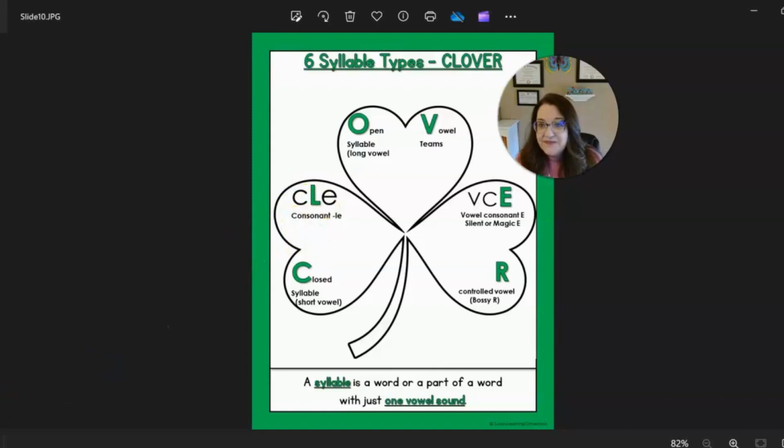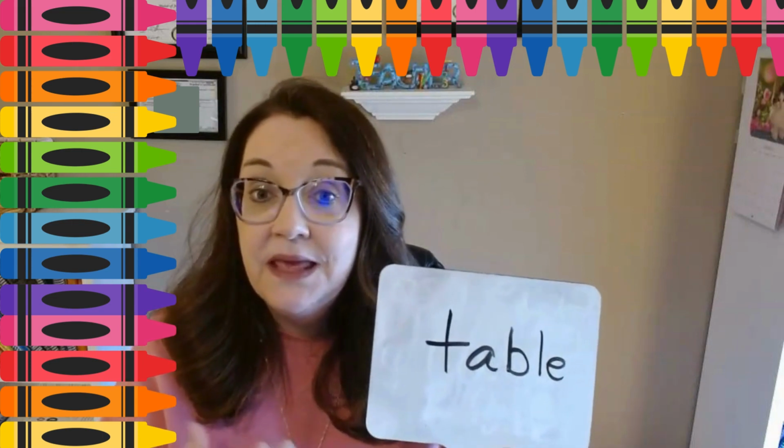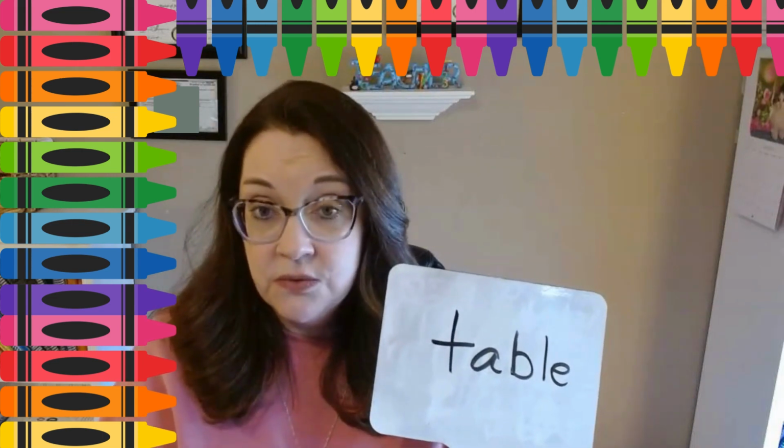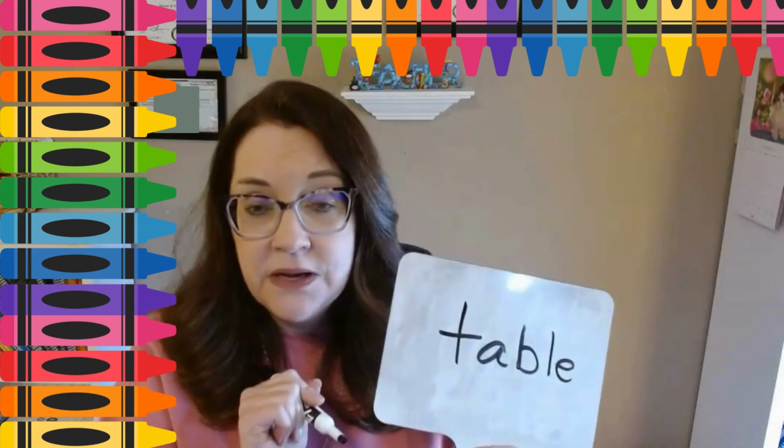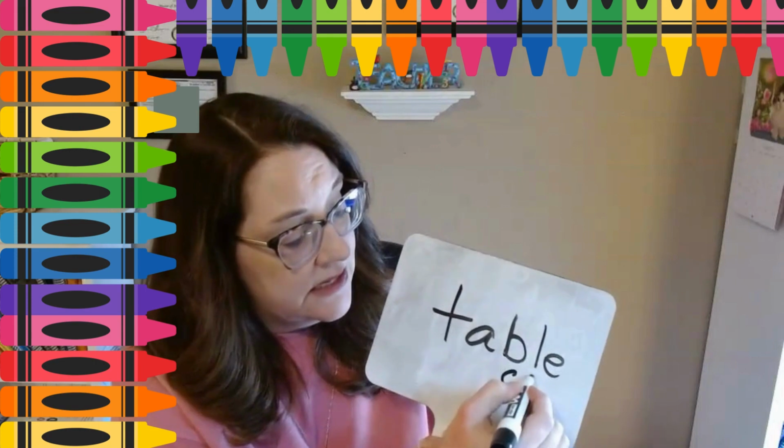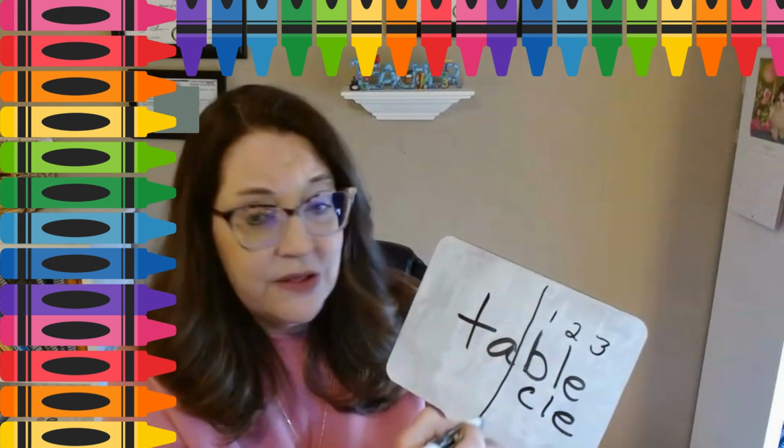What does that look like? All right, so consonant LE syllable type. Now we know that a syllable is a word or part of a word with 1 vowel sound. So how is consonant LE a syllable type? So let's look. All right, we have this word. Now, not only is consonant LE a type of syllable, he is also one of our syllable division rules. So what we know about consonant LE is when I see 1 consonant, an L and an E at the end, we start at the end and we count back 3, 2, 1, and we divide our syllables.